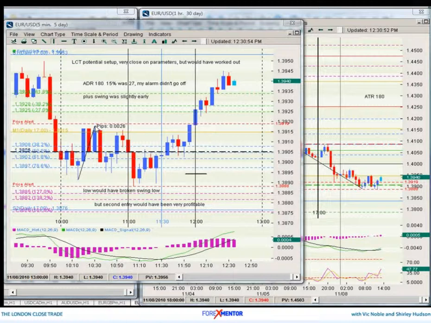Now somebody was asking if I follow my rules to the absolute pip. I would have taken this trade. That's pretty darn close. In my book, that's pretty close, and I probably would have taken that trade. However, I missed it. Here's a great entry, and it ultimately would have been a profitable trade.